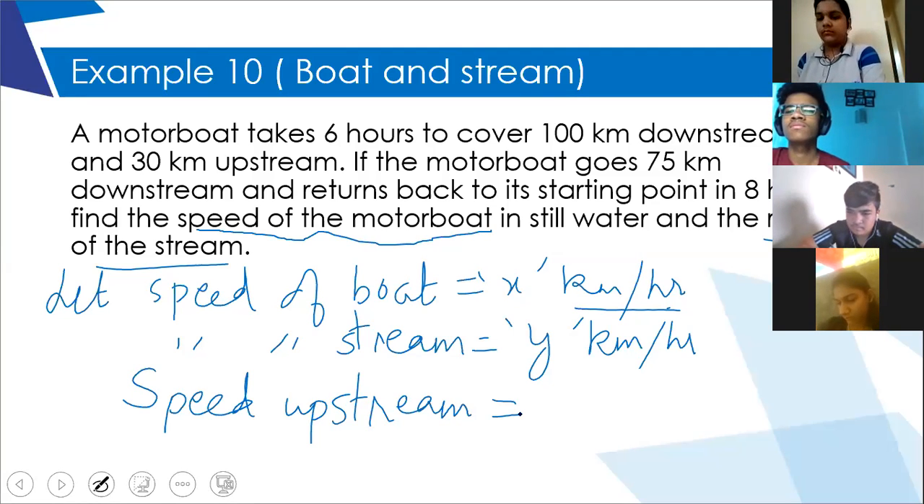Okay, so what will happen when I flow upstream? Ma'am, our speed will decrease. Very good. So what will be my decreased speed?